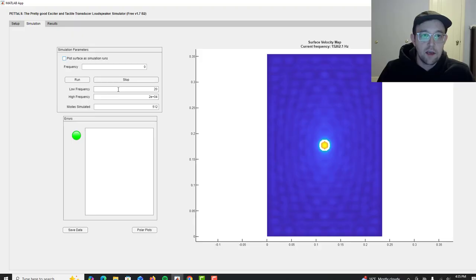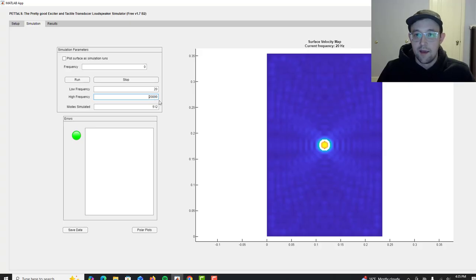So I can specify a low frequency and a high frequency for the simulation. And I'm going from 20 to 2e4, which is 20,000 hertz, which is usually the bandwidth that you want to try to simulate in loudspeaker applications and human hearing applications. Within that bandwidth, there were 512 modes in the panel. Although actually I think I'd go up to 2 times the frequency, maybe? I can't remember in this version of the program.